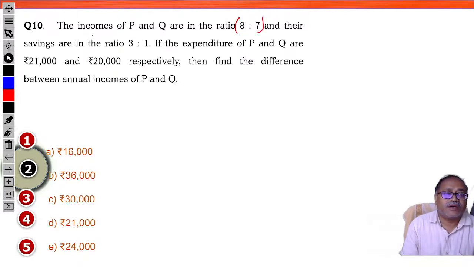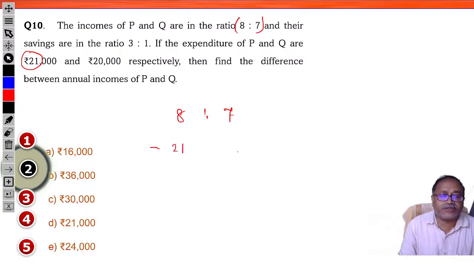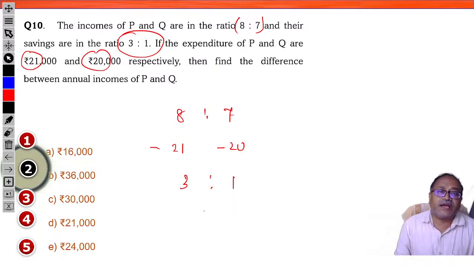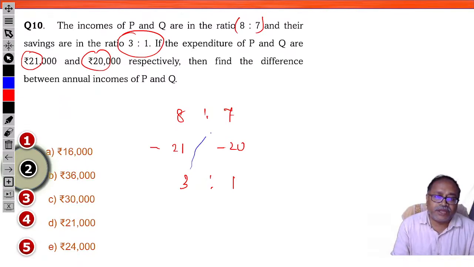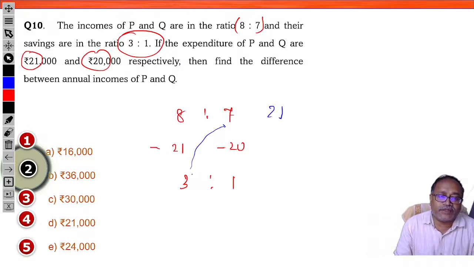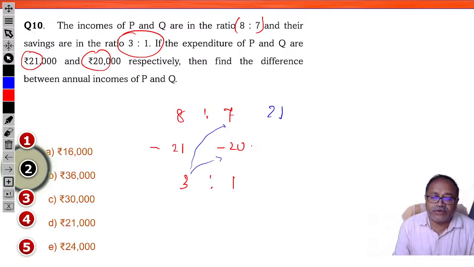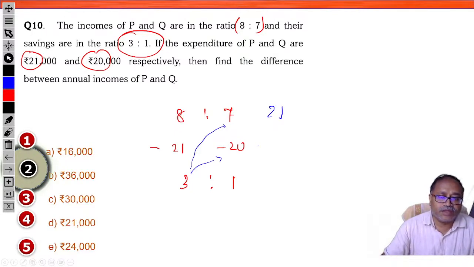The income of P and Q is 8:7. If I take out their expenditure, minus 21,000 and minus 20,000, the savings left are in the ratio 3:1. Aman, please see that I am answering this question without taking X. Now multiply 7 by 3, 7 3 is 21, and 20 by 3 is 60.